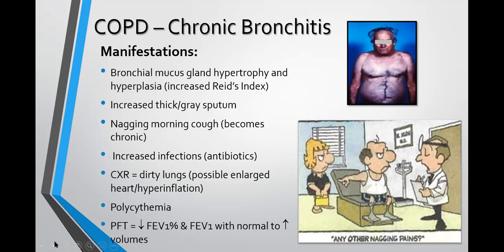It also manifests with increased infections. You're always getting infections and having to have antibiotics. The chest x-ray, CXR means chest x-ray. Chest x-ray shows dirty lungs, right? You won't know how to look at that at this point. All right? Polycythemia, that means increased red blood cell count. So COPD patients can have an increased red blood cell count. I've seen that on one of the tests as a multiple choice. It says, how do you know some manifestations of COPD? And polycythemia was in there, and a lot of people didn't pick it. Polycythemia is one of the manifestations of COPD.